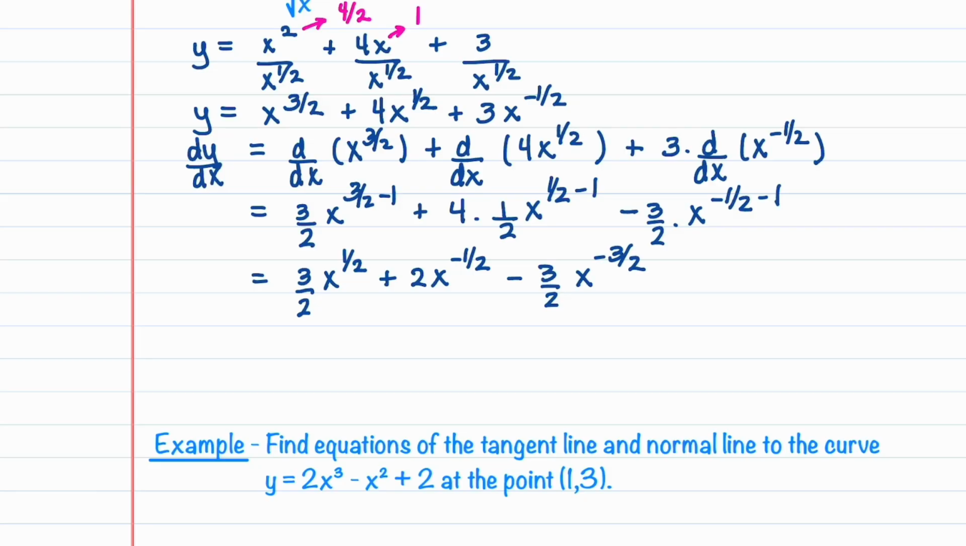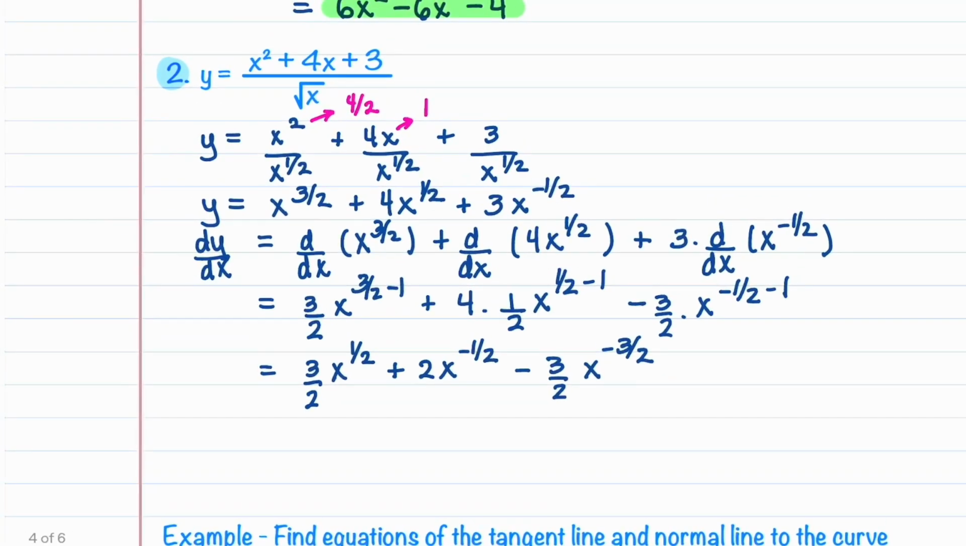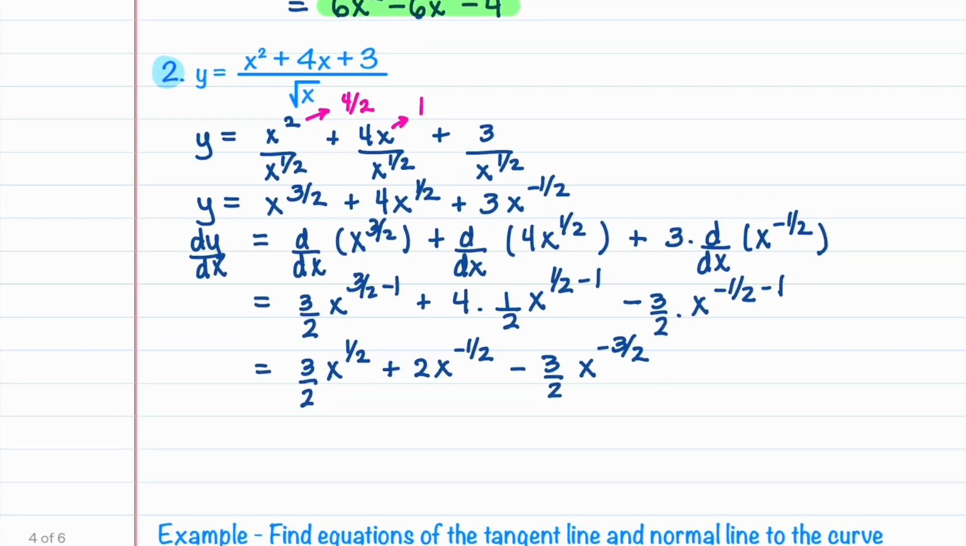Now, it looks like we could be done, but notice, let me pull this back down. Notice in our original problem, we had a square root of x. So that kind of clues us in that our answer needs to be in terms of square roots and not just in terms of x to the 1/2.